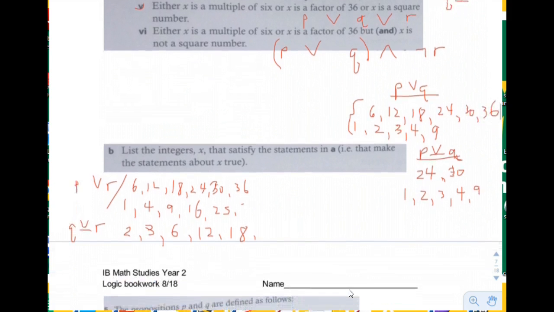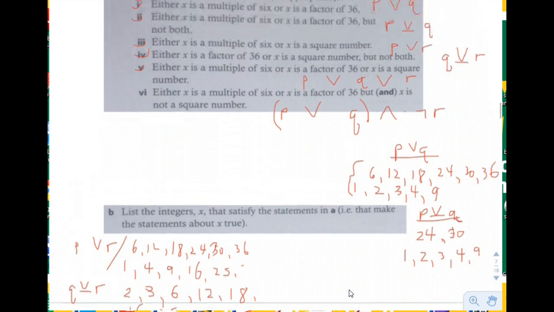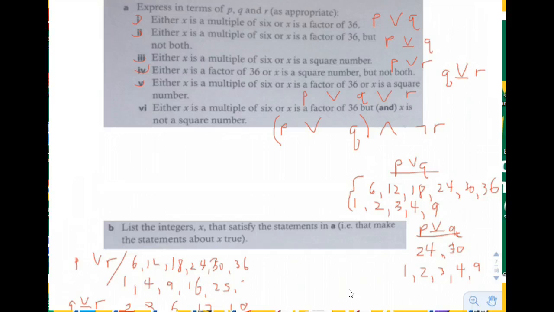And then we put in the squares that are not factors of 36, so not 1, not 4, not 9, we could put 16, and 25, okay, and not 36, okay? Now we go back to either x is a multiple of 6, or x is a factor of 36, or x is a square number, so any one of those.